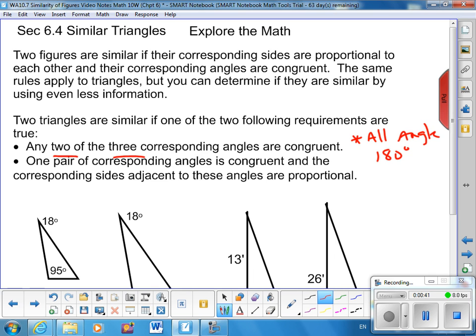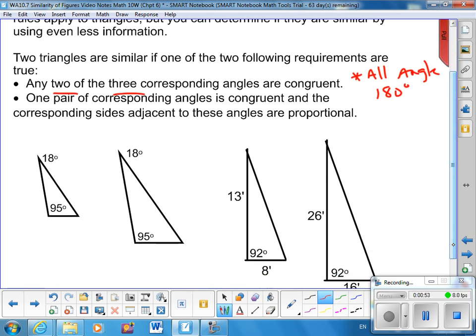The other requirement: one pair of corresponding angles is congruent, and the corresponding sides adjacent to these angles are proportional. So you don't need all three sides, you just need two sides and the angle in between. Let's take a look at what this looks like.